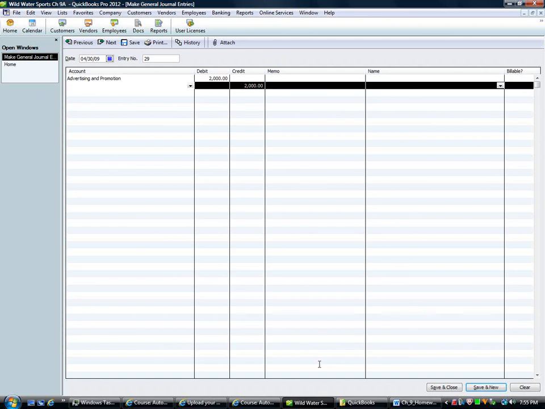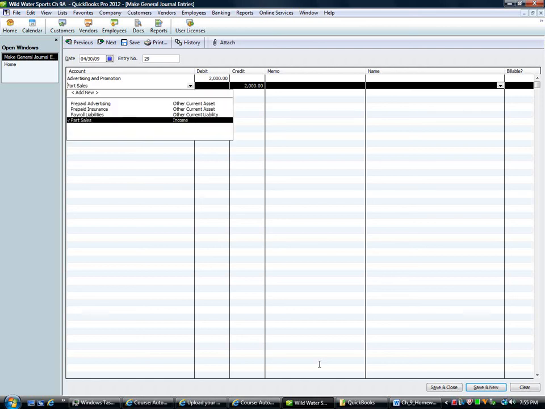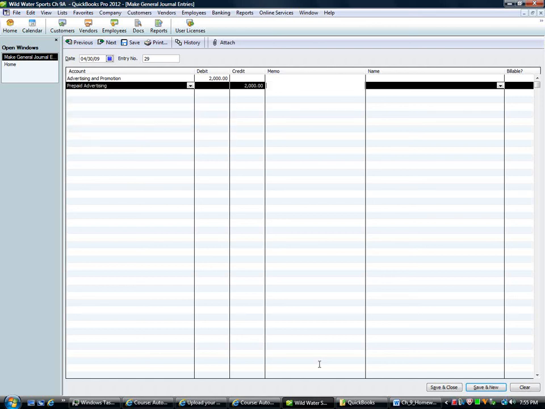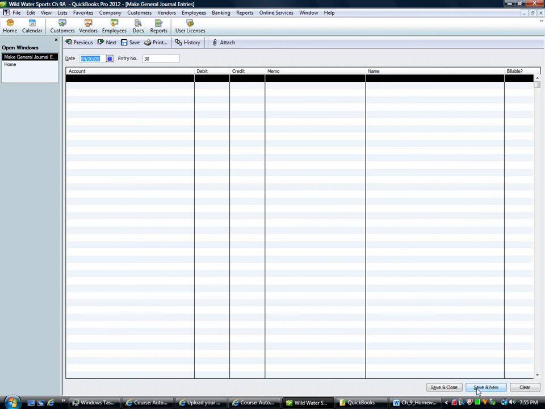And then we're going to credit the asset. Assets have a debit balance. We want to make it go down, so we're going to do the opposite thing to it, which is a credit. So prepaid advertising is going to go down. So this is what we did in chapter 3. Now notice that I'm going to save and new that. The next thing they're going to tell us to do is to reverse it. Oh, I'm sorry. We're not going to reverse that one. That one we actually used, and it's not going to be reversed.